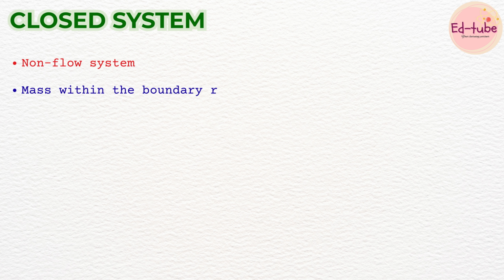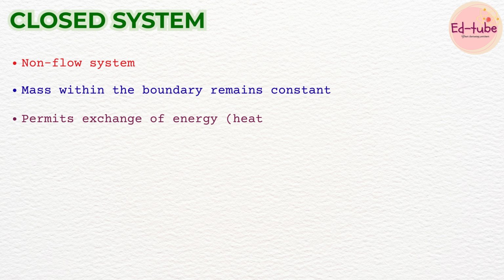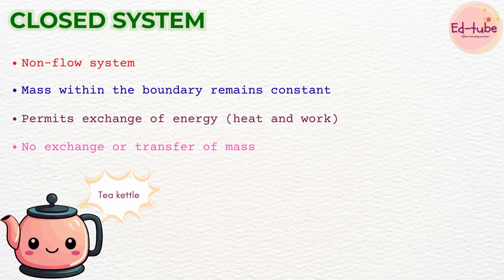Firstly, a closed system. A closed system is also called a non-flow system. In this system, the mass or gas within the boundary remains constant. A closed system can permit exchange of heat and work, that is energy, with the surroundings, but does not permit any mass transfer across the boundary. A great example of a closed system is a tea kettle. The tea inside the kettle is our system, and the kettle itself is the boundary. Energy can be transferred through the boundary in the form of heat, but no mass is transferred.